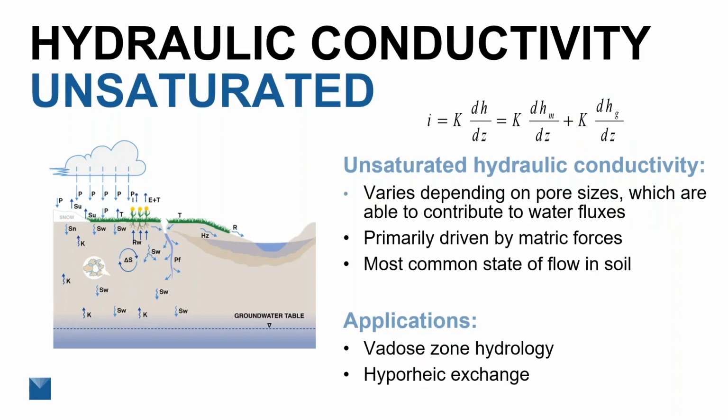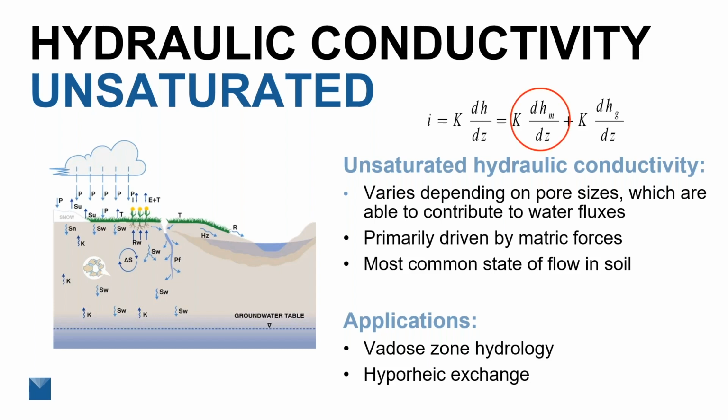Now, when we're thinking about unsaturated hydraulic conductivity, one thing to understand, and what we saw on that curve, is it varies depending on the pore sizes that are able to contribute to the water fluxes. So as we become drier, as we approach lower water potentials, the larger pores are no longer able to contribute to the movement of the water throughout the soil. And because of this, we see lower hydraulic conductivities, which makes sense.